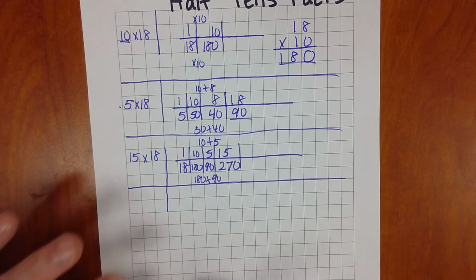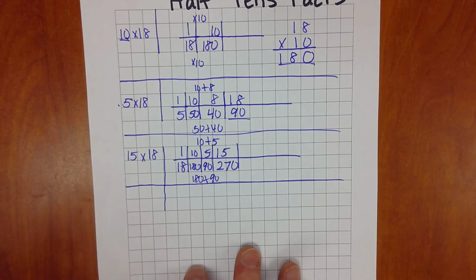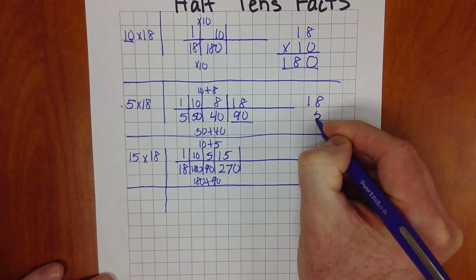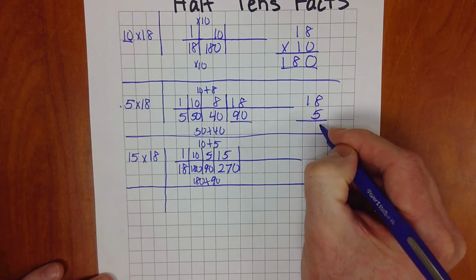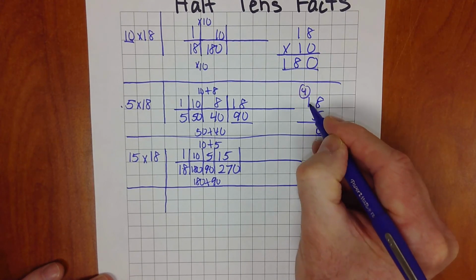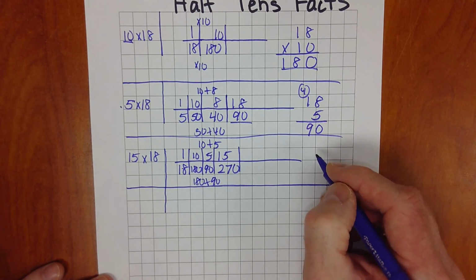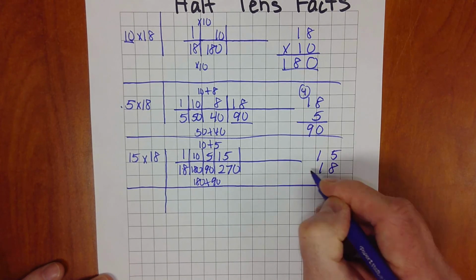The half-tens facts is a really good way to solve multiplication problems. But again, all of these could be solved with partial products or the standard algorithm. 5 times 8, 40. Regroup our 4. 5 times 1 plus 4 is 90. And 15 times 18 we could have solved with mom and pop or with partial products. Either way.